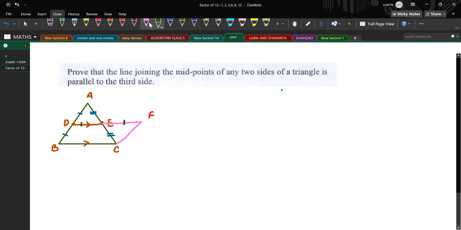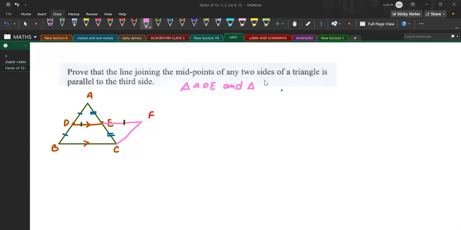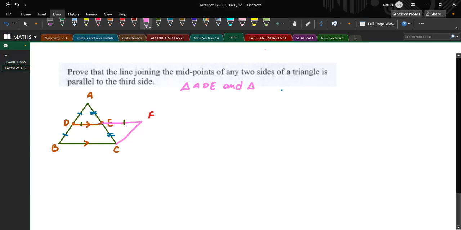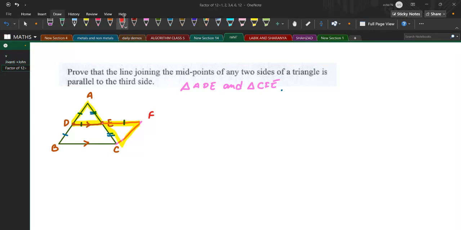Now we get two triangles, that is triangle ADE, okay, this is our proof, and triangle CFE. Let's mark them as well: ADE, this one, and CFE. Can you see the two triangles here? Can we prove these two triangles as congruent?